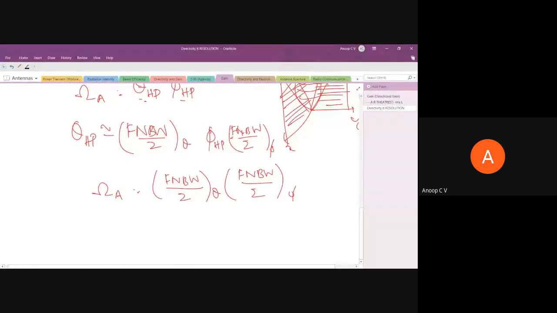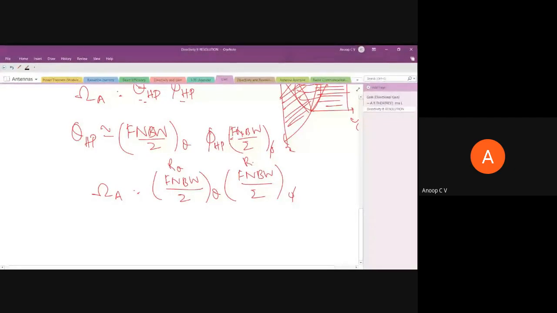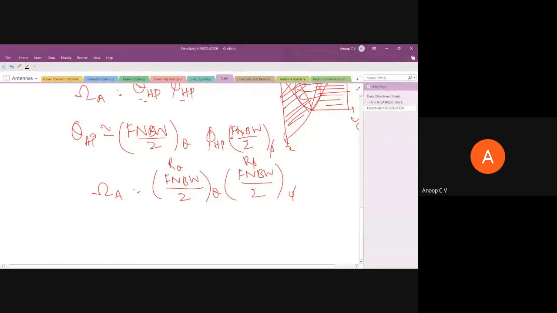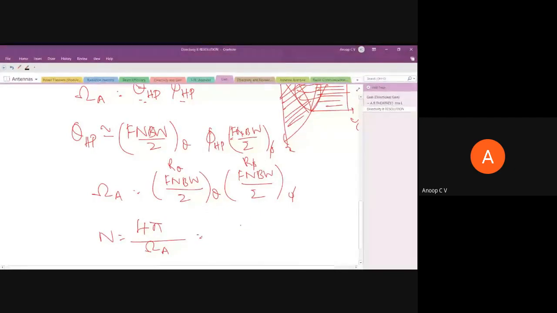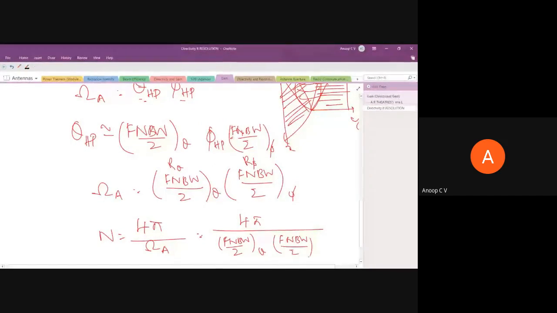This is nothing but the resolution in the theta plane, and this is the resolution in the phi plane. So it is the product of resolutions in two mutually orthogonal planes, so the number of antennas it can resolve. This makes more sense. The number of antennas it can resolve in a sphere, that is 4 pi by omega A, is equal to 4 pi divided by FNBW by 2 in theta plane and FNBW by 2 in phi plane, and that is numerically equal to D. So that is the key takeaway.